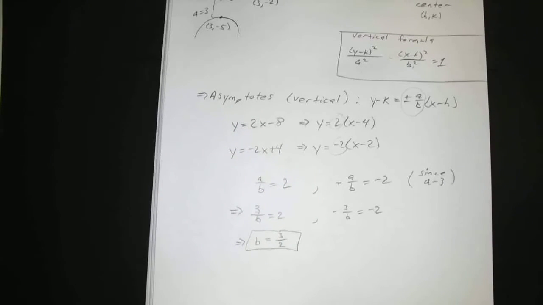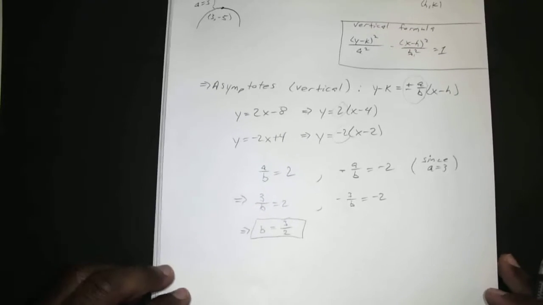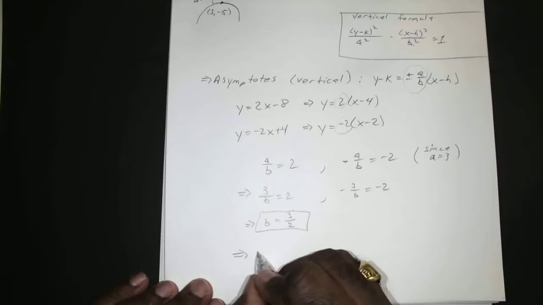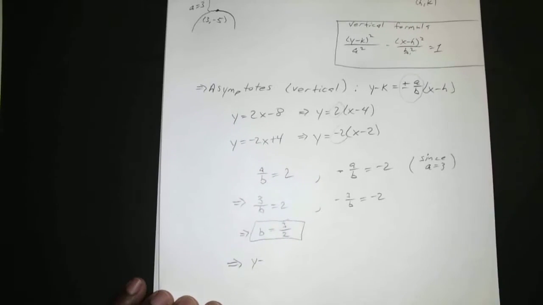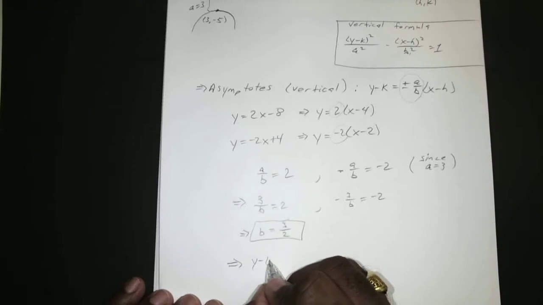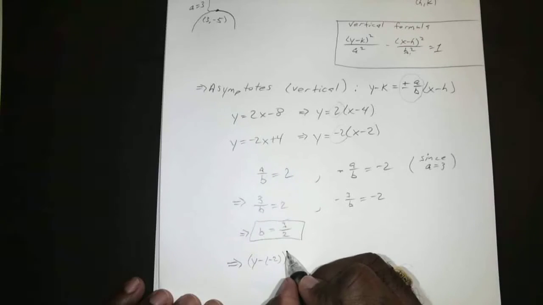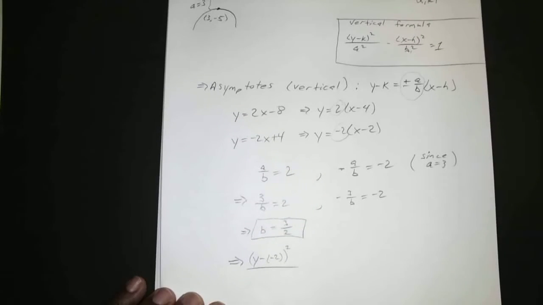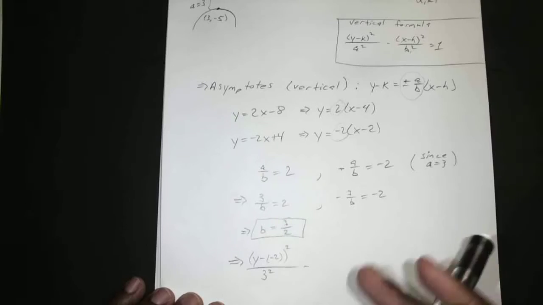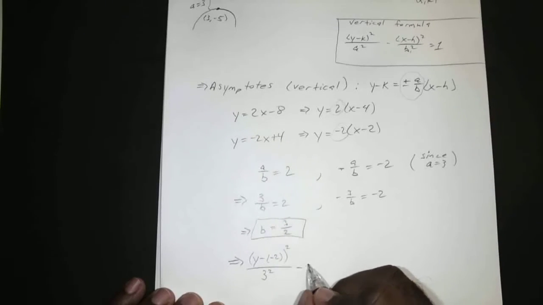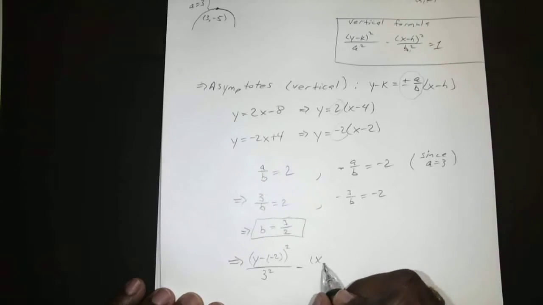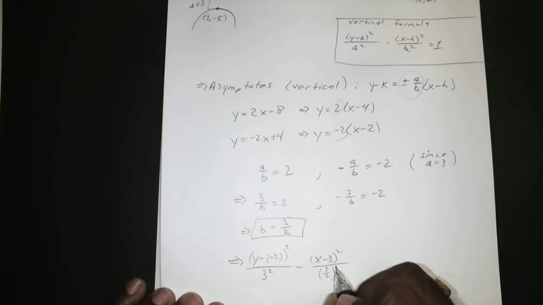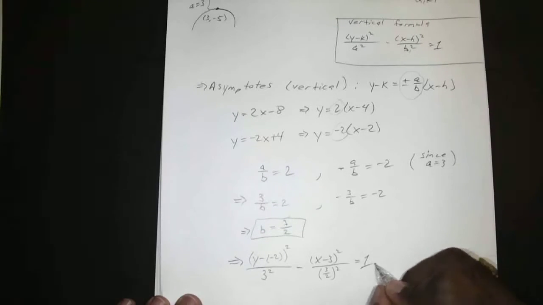Okay. So really all we have to do is just plug it in. So (y minus k), and our k is negative 2, and that would be squared over a squared, which our a is 3 squared, minus (x minus h), so our h is equal to 3, squared over b squared, which is (3 over 2) squared, is equal to 1.